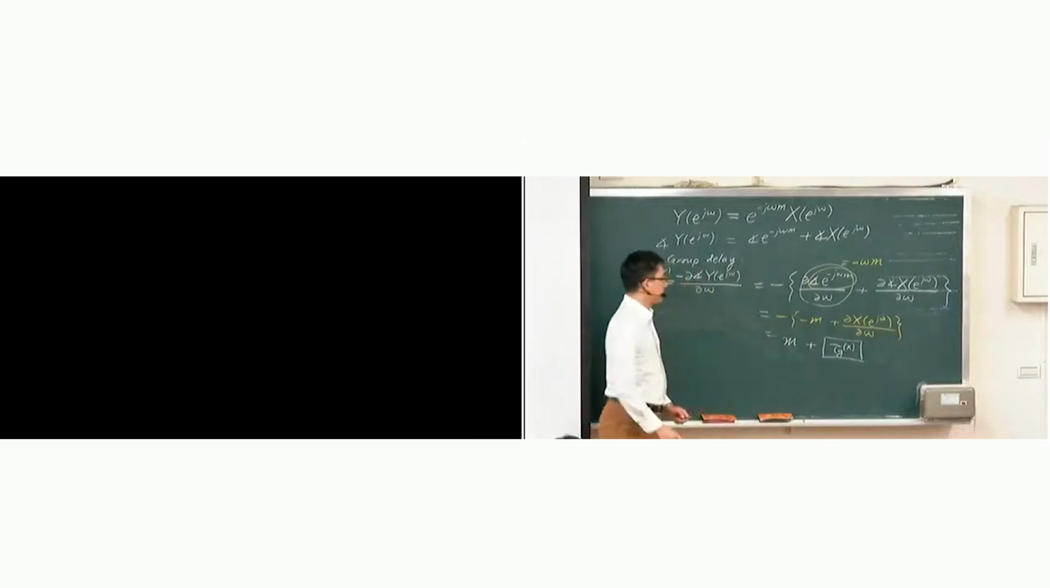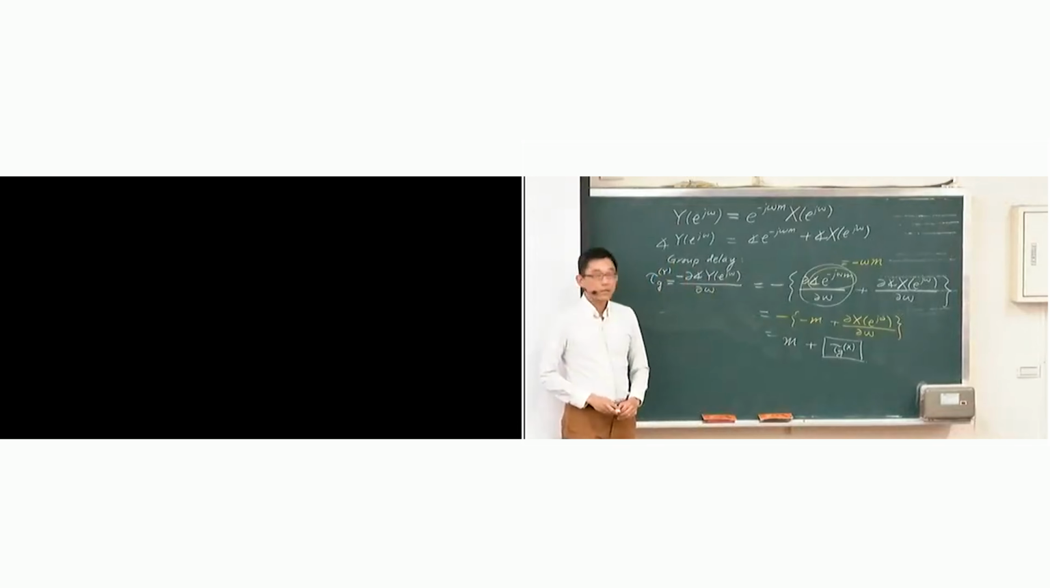So that means the group delay for y, for that y in the time domain, in the frequency domain, equals m plus the group delay for x. This is for y, this is for x, at every omega. So that makes a lot of sense. Why? Because the group delay of a signal means how long you need to wait for the center of a signal to come.